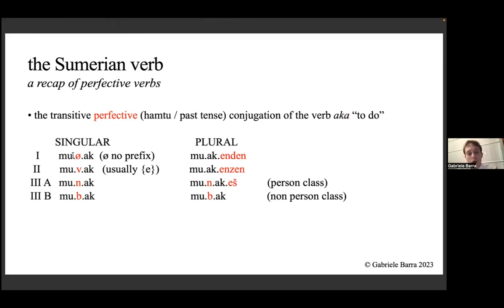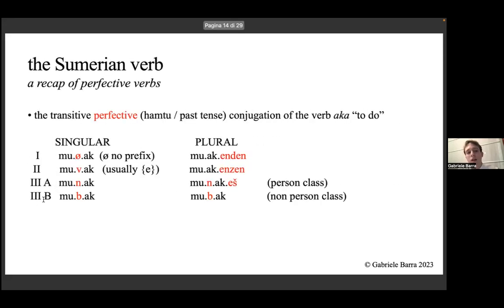So we have seen that the conjugation is nothing before the verb in the first person. We have a vowel before the second person, which is usually a e, the n for the third person, and a b for the third person object class. And then for the plural, you just add enden, enzen, and then depending on the class, you add a esh to the n, and you get the third person, or it takes the b and it doesn't change for the non-object class.